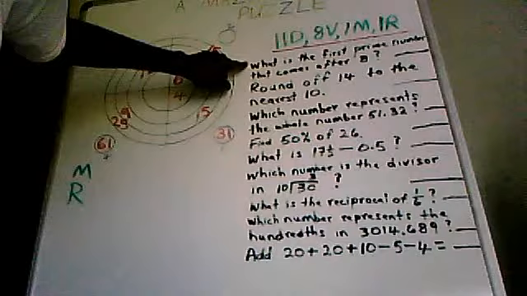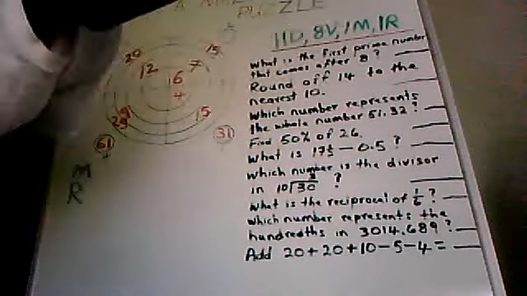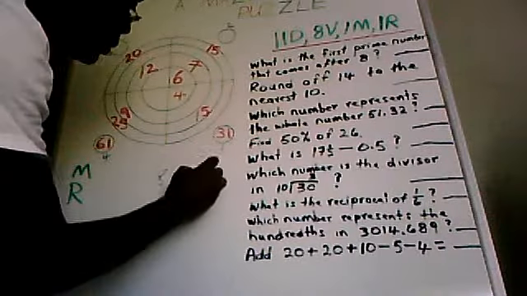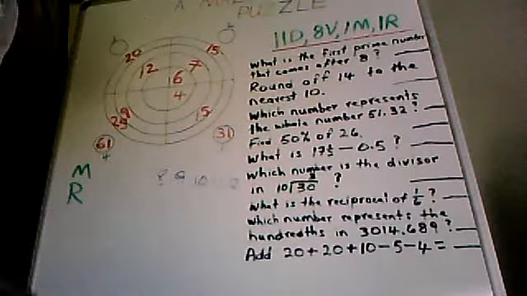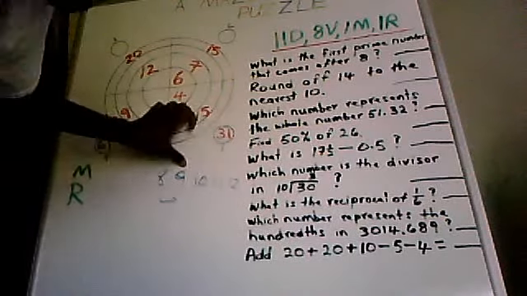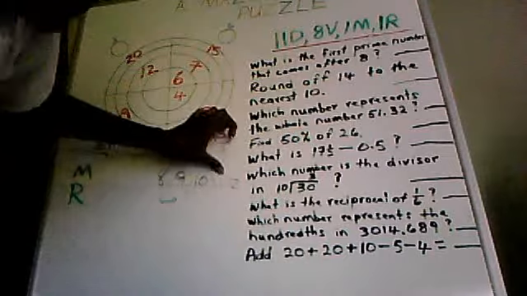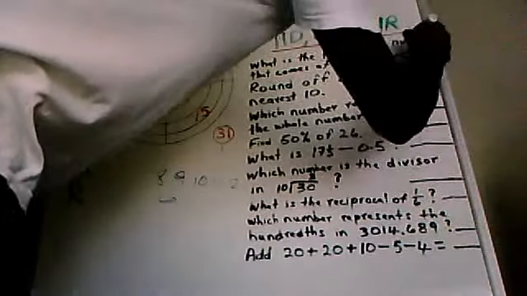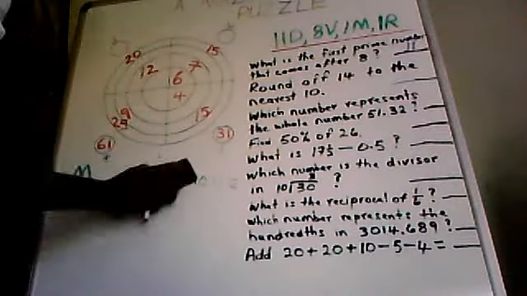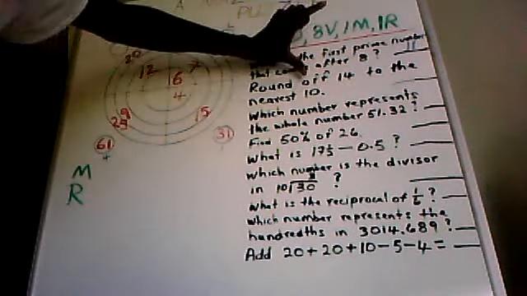The first question says, what is the first prime number that comes after 8? First prime number that comes after 8. 9 is not a prime number. 10 is not a prime number. But the first prime number that comes after 8 is 11. So I simply put 11 there.